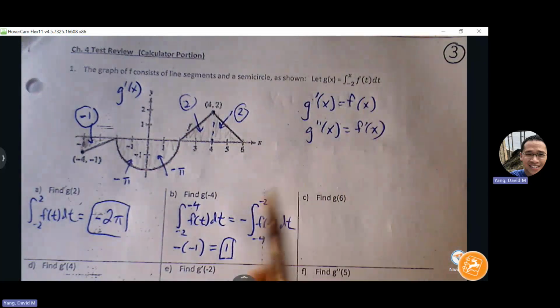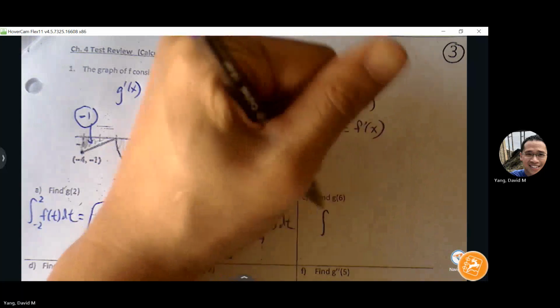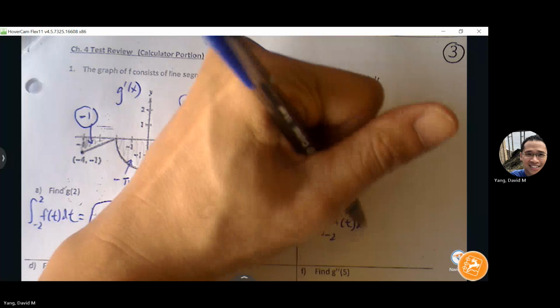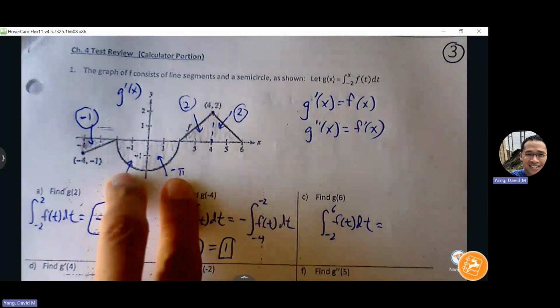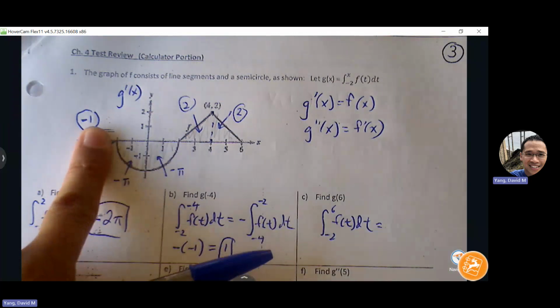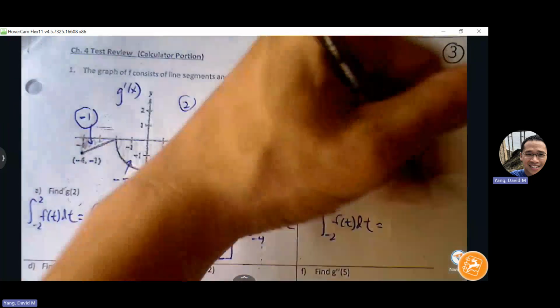G of 6 can be the entire interval here. So -2 pi. Oh, sorry, from -2 to 6. Sorry, just that region there. -2 pi plus -2 pi plus 4.